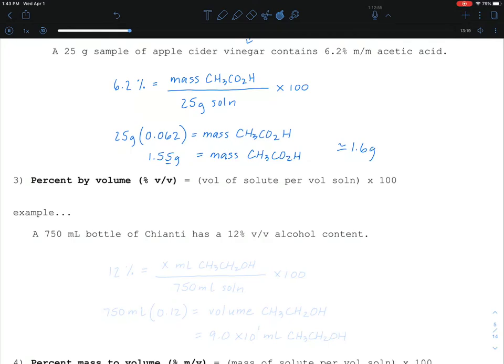So we can set this up the same way to figure out how many milliliters of ethanol, and the 750 milliliters is a standard bottle of wine, right? So 12% of that solution is ethanol. So how many, you can say, X milliliters of ethanol. There's all kinds of alcohols out there. This is the one that is in alcoholic drinks. We're not drinking any other kind of alcohol. And the volume of the solution is the wine. The bottle holds 750 mils.